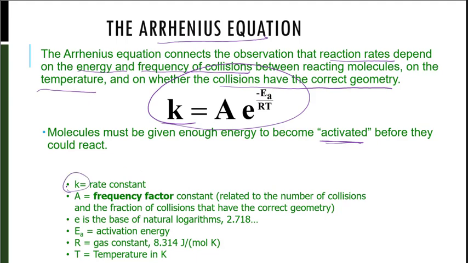k is our rate constant. You've seen that before. A, this is a new variable. It's our frequency factor constant, and it's related to the number of collisions and the fraction of collisions that have the correct geometry. e is the base of natural logarithms. EA is our activation energy. R, you've seen this, is our gas constant. And temperature is always in Kelvin.